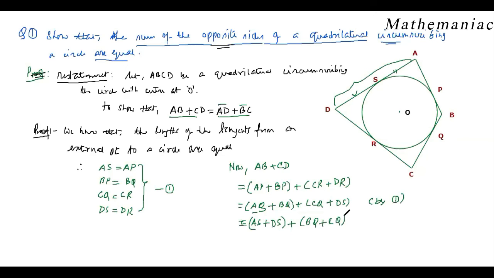Now look at the figure again. AS plus DS will give you what? AD. And this BQ plus CQ will give you what? BQ plus CQ will give you BC. So ultimately what have you arrived at? AB plus CD equal to AD plus, sorry, this is not CD, I'm sorry, it is BC. So AB plus CD equal to AD plus BC. So that's a very good theorem, right?